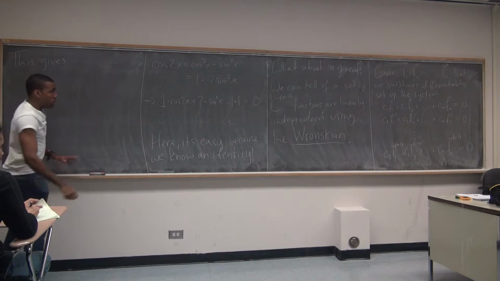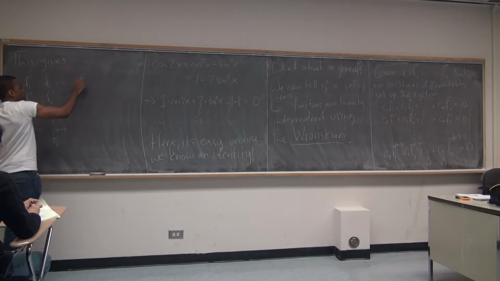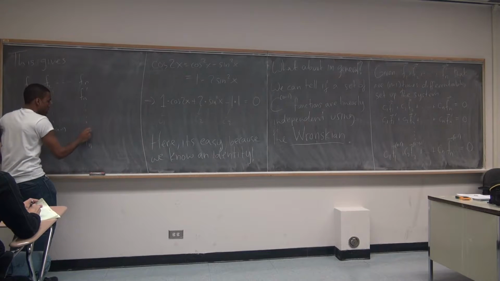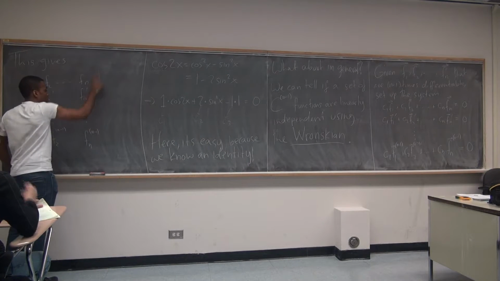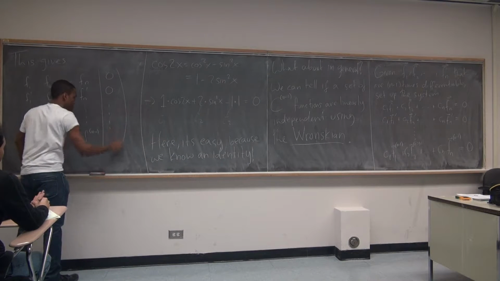This gives, if you look at this as an augmented matrix, you realize that what you have is F1, F1 prime, all the way down to the n minus 1th derivative of F1, then F2, F2 prime, all the way down to the n minus 1th derivative of F2, and so on to Fn, Fn prime, all the way down to the n minus 1th derivative of Fn, and then 0, 0, 0.